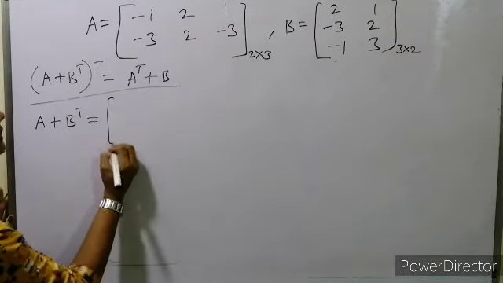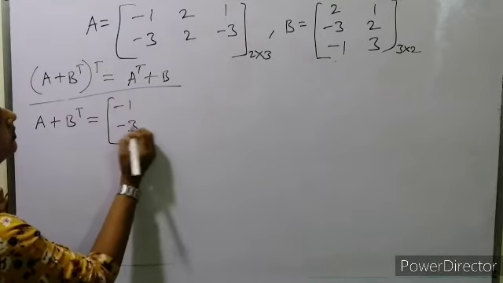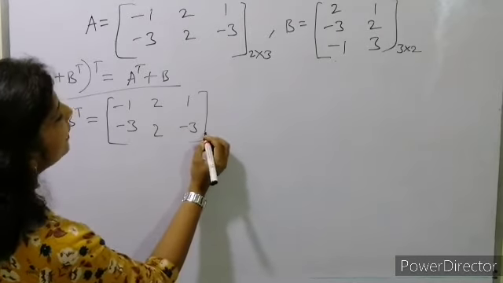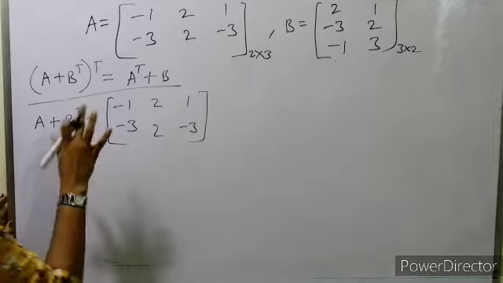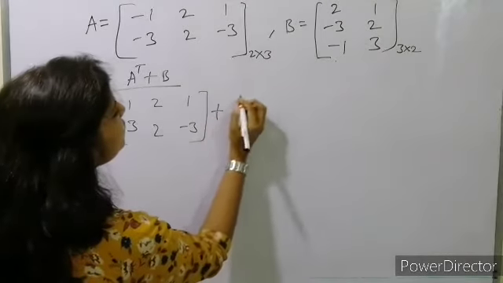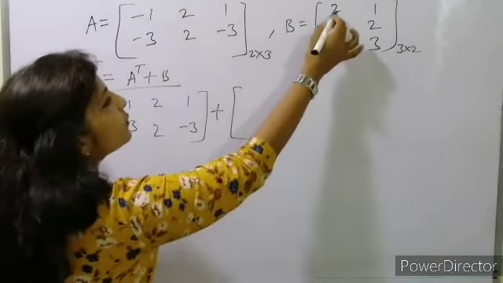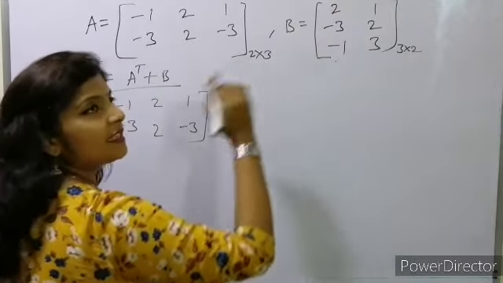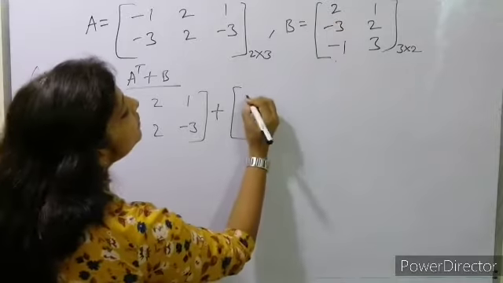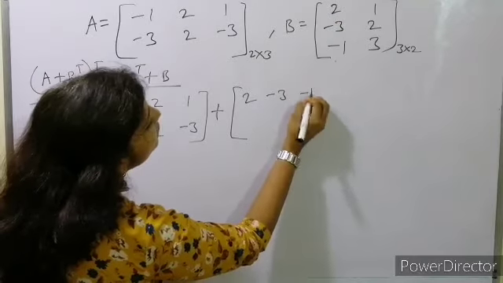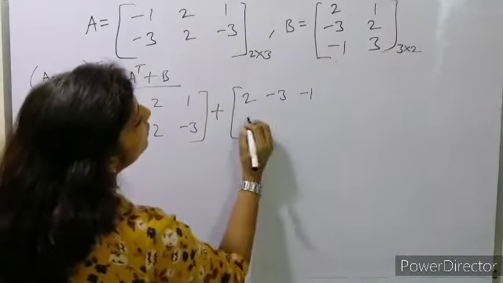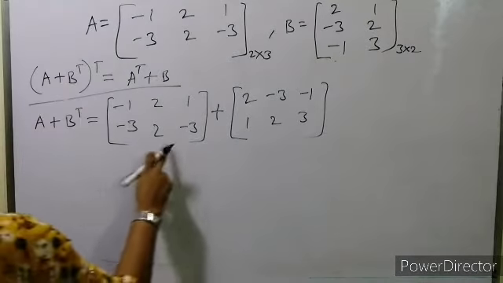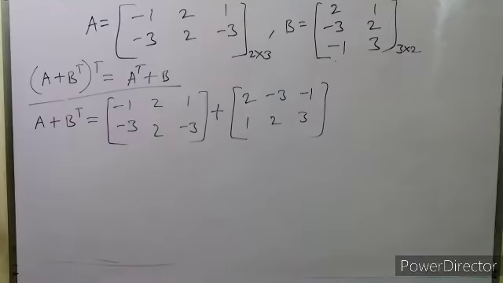So A is minus 1 minus 3 2, 2 1 minus 3. Now we have to add the matrix B transpose. So we will take the transpose of B. We will take column wise and write row wise. 2 minus 3 minus 1, 1 2 3. Now we can add this because both are 2 by 3 matrices.